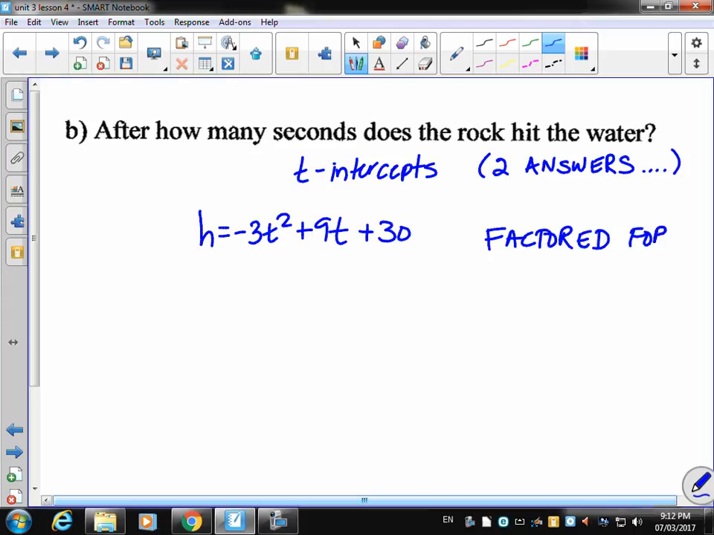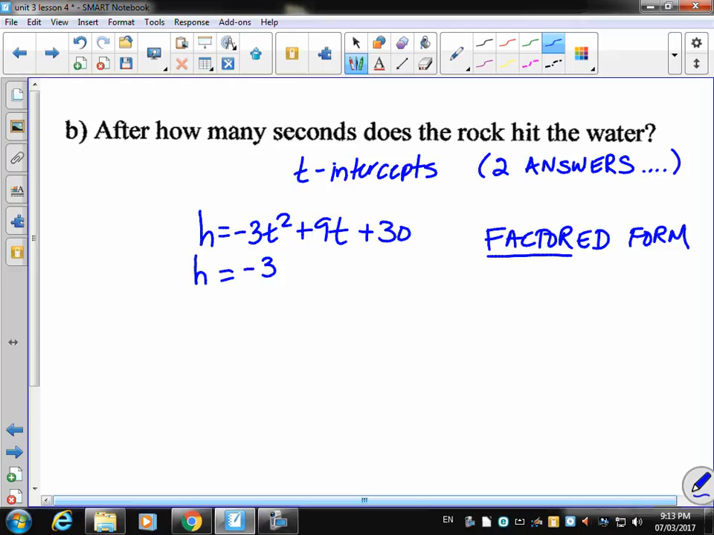which will tell me the x-intercepts, t-intercepts in this case. And what I need to do, and not trying to be sarcastic, is to factor. So here's my checklist. Is there a greatest common factor? What do you know, there is?